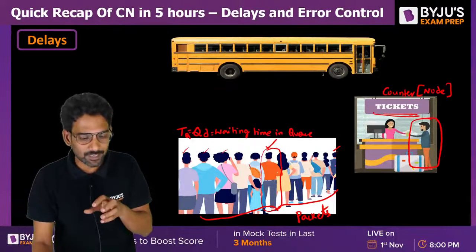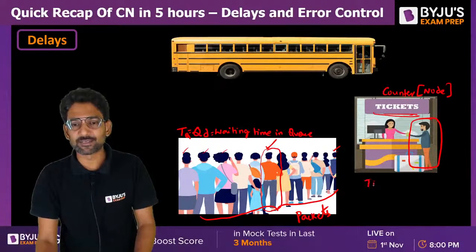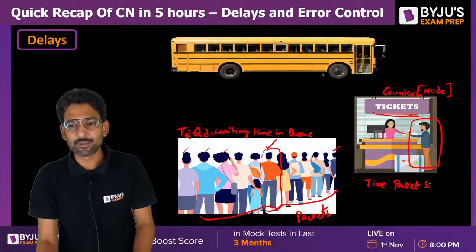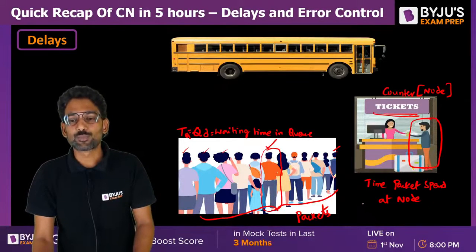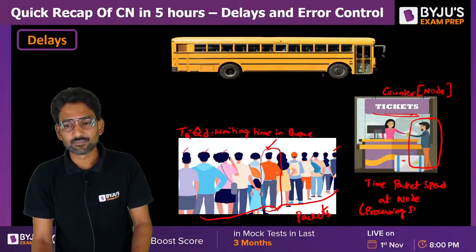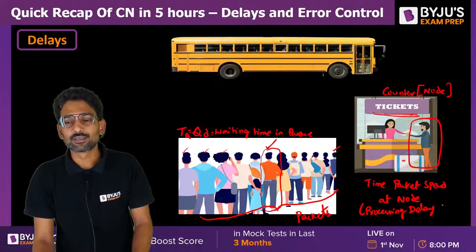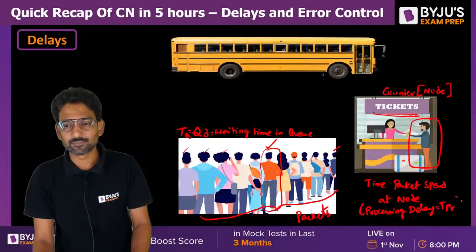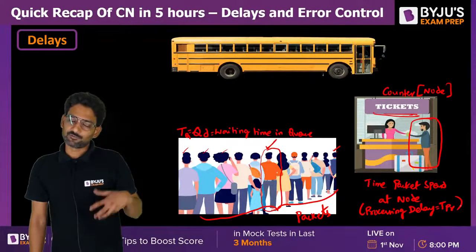So the time the packet spends at the node, the time the packet spent at the node, this is what we call processing delay, or TPR. Okay, fine.